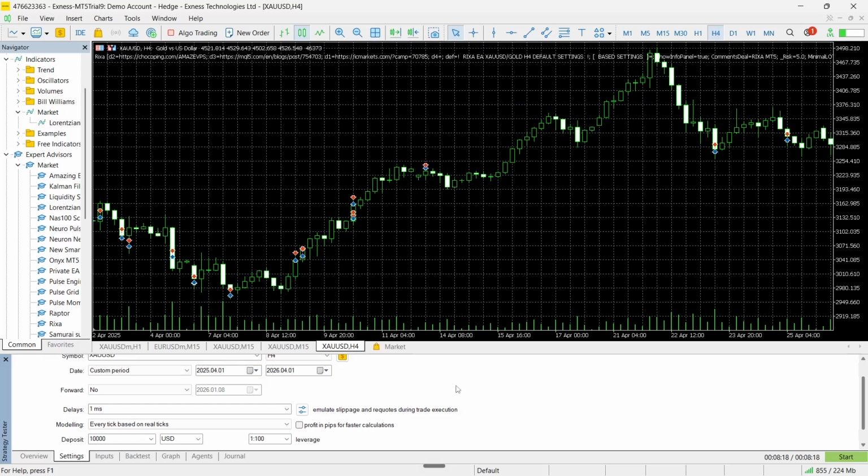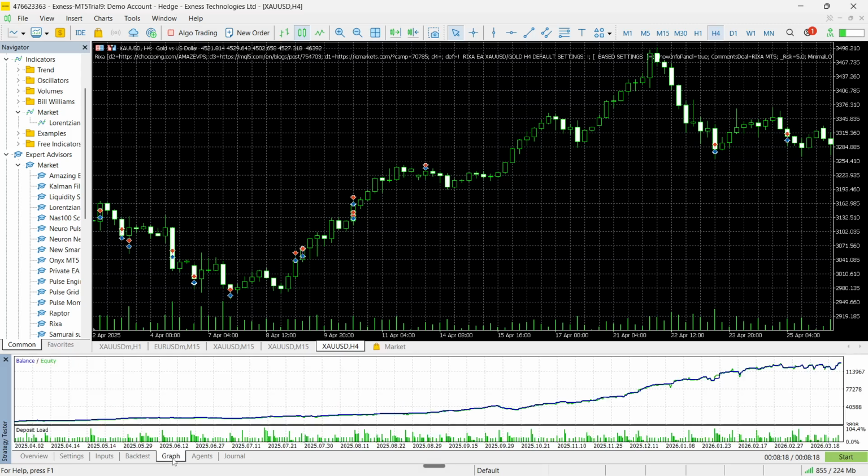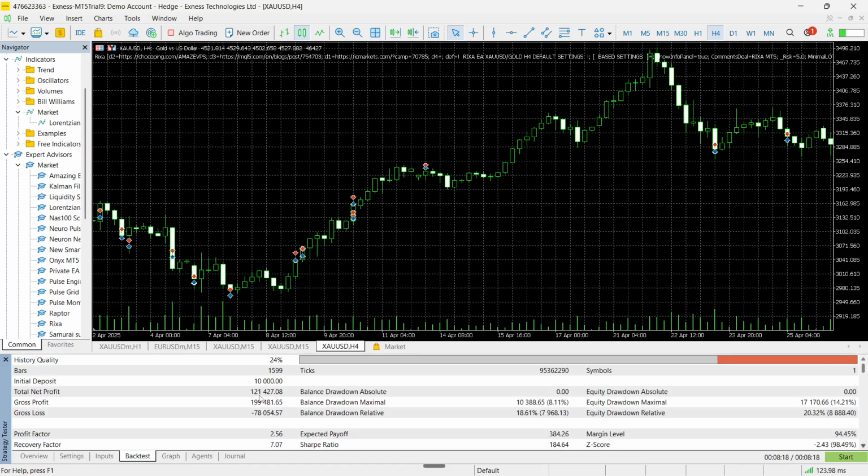For an initial deposit of $10,000, you can see the equity curve shows strong overall growth with net profits exceeding $121,000 and a profit factor of 2.56. The balance drawdown was 8.11%. However, the history quality is only 24%, which is a significant red flag for modeling reliability. Low history quality means the test results may not accurately reflect real tick behavior, spreads, or slippage.